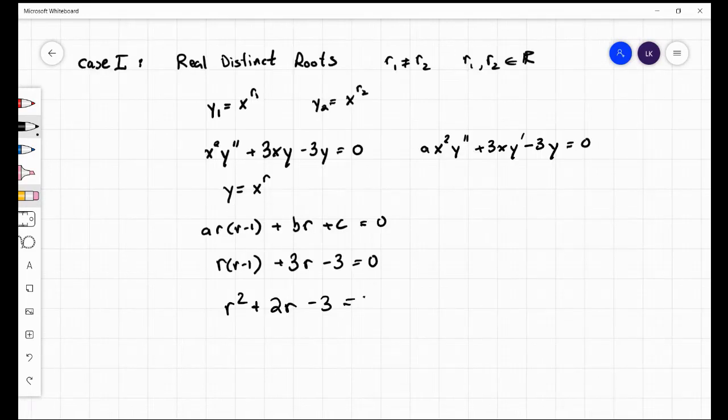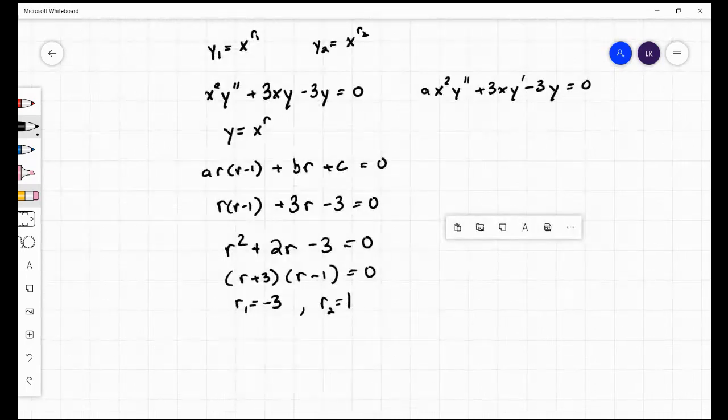You simplify and either use the quadratic equation, or in this case it's easy enough to factor. So the two distinct real roots are -3 and 1. So our fundamental solution set to this homogeneous equation.